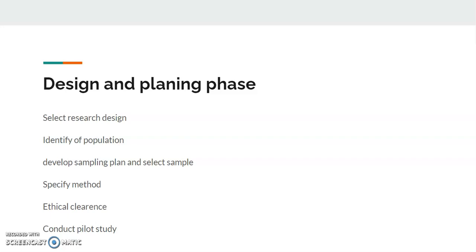So what you do in this design and planning phase is you select the research design, identify what population you are going to study, whether it is a male or a female or a woman with 35 to 50 years or preschool children or children under 5 years. So you will identify what population you are going to study, develop a sampling plan and select the sample. There are different types of sampling methods. You will decide on one sampling method and you will select the samples.